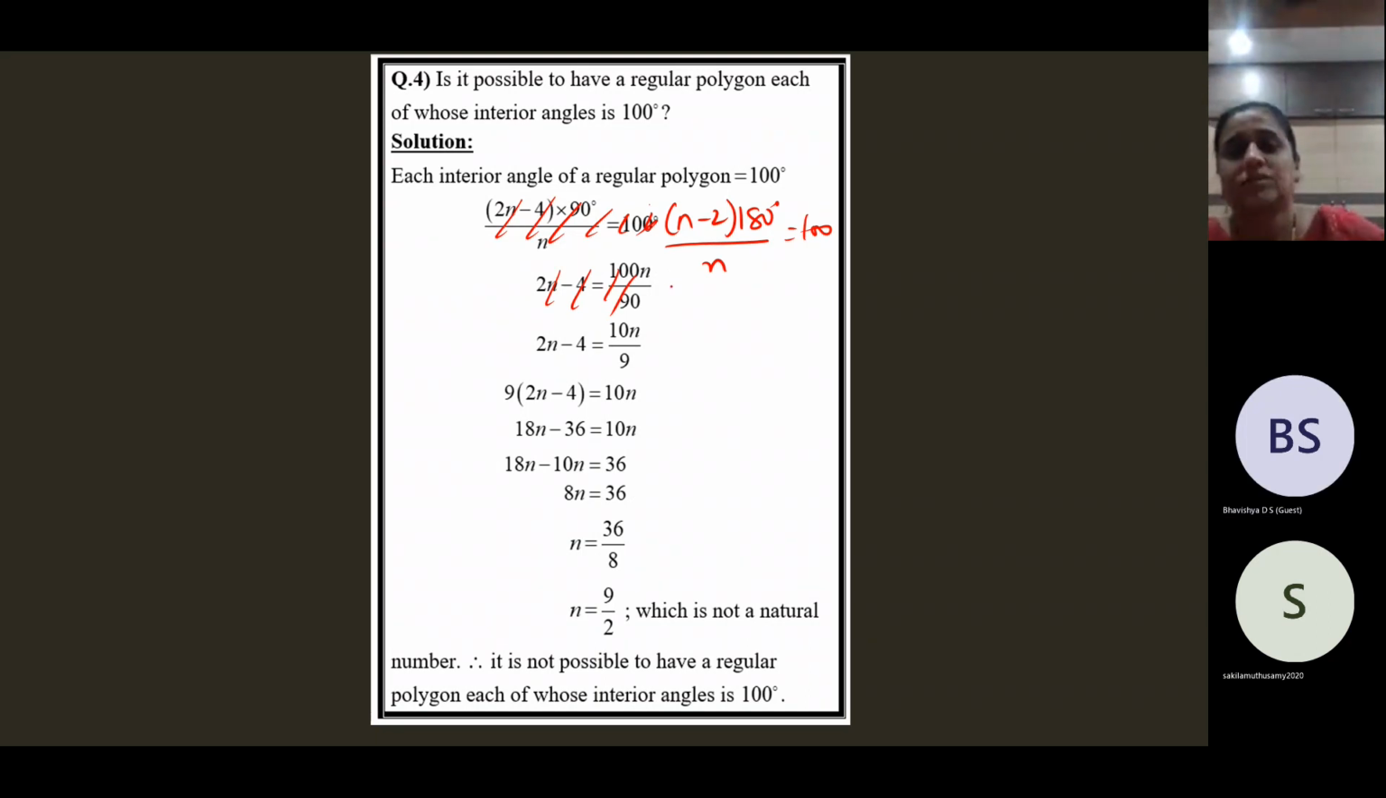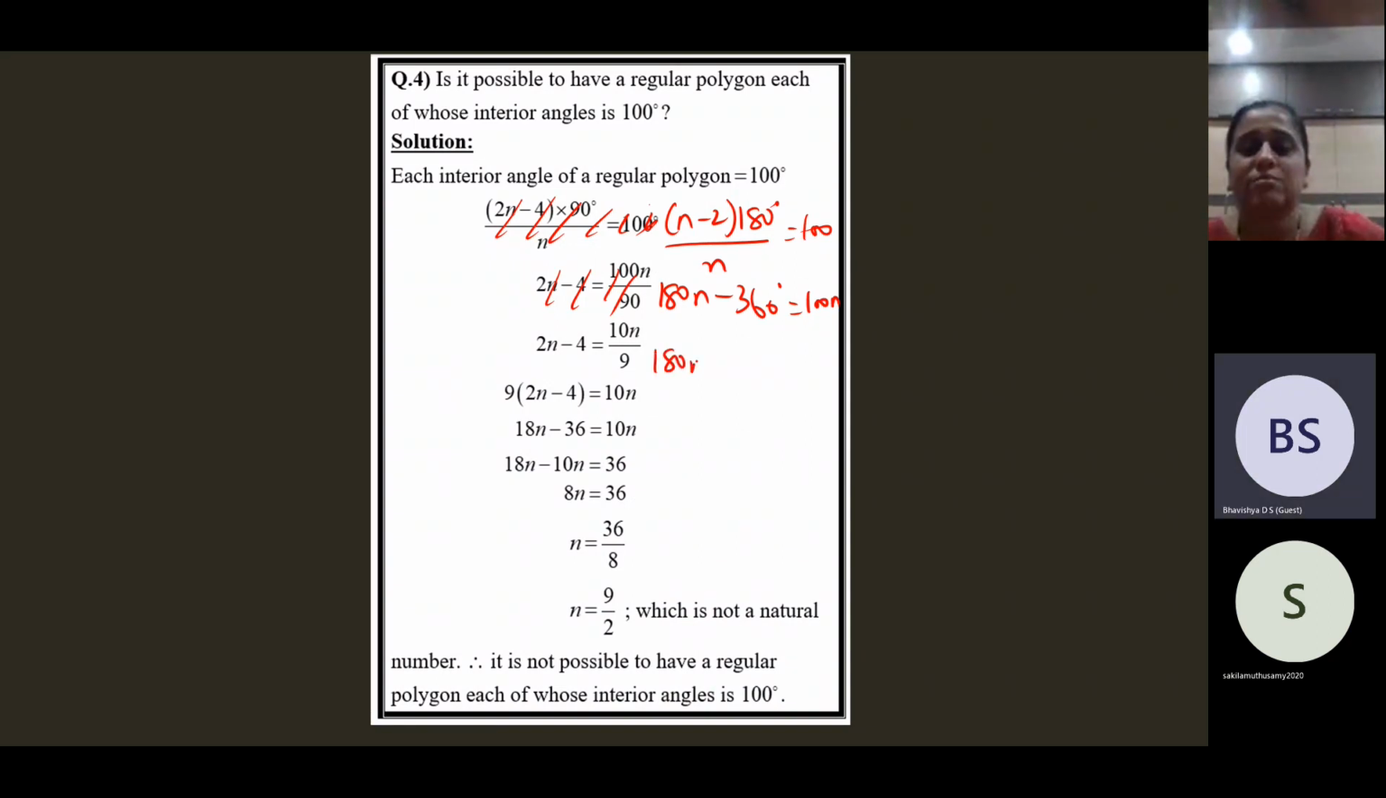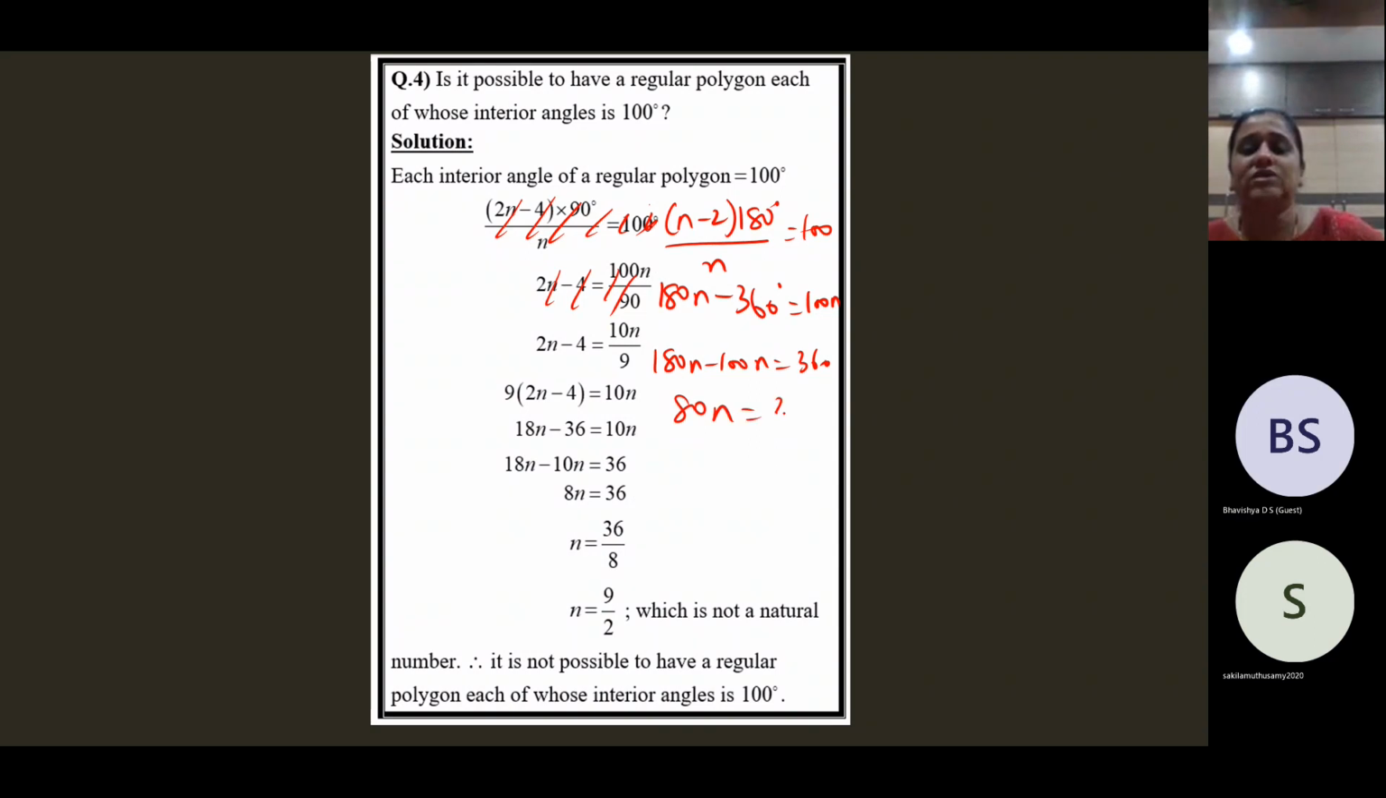Ma'am, 180 n minus 360 degrees is equal to 100n, correct? Yes, ma'am. Then 180 n minus 100n is equal to 360, correct? Yes, ma'am. 80 n is equal to 360. n is equal to 360 by 80. n is equal to 9 by 2. 9 by 2 is not a natural number. So it's not possible to have a regular polygon, each of whose interior angles is 100 degrees.